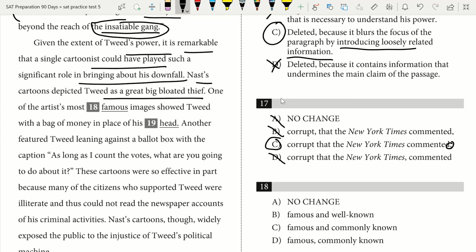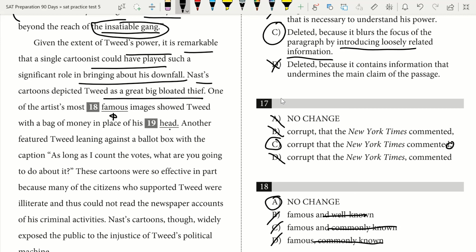One of the artist's most famous images showed Tweed with a bag full of money in place of his head. Okay, this right here for 18, famous is a perfect word choice there. I'm guessing, okay, I look down here. It's on my screen, obviously. We would never say famous and well-known, famous and commonly known, because famous and all of those things mean the same thing, so that would be redundant. That's really just making sure that you understand that we don't want to say things twice like that. That's really probably one of the easiest questions I've ever seen, in my opinion. Definitely going to be A there. That should really give me points at that point.